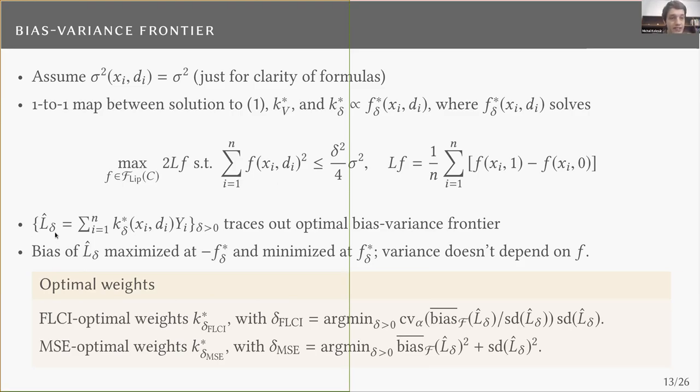And so once I have this class of optimal estimators, I can just pick the optimal delta, the bandwidth-like parameter, by just checking which of these deltas leads to a confidence interval with the shortest length, or which of these deltas leads to an estimator with the best mean squared error. So, which is just a single dimensional optimization problem.